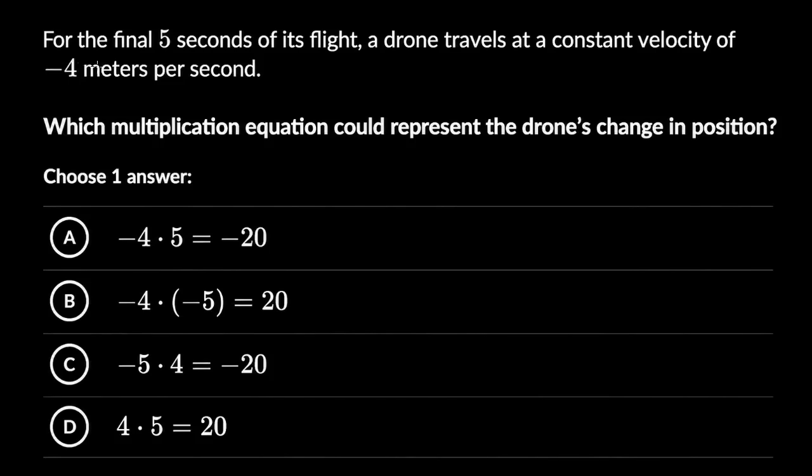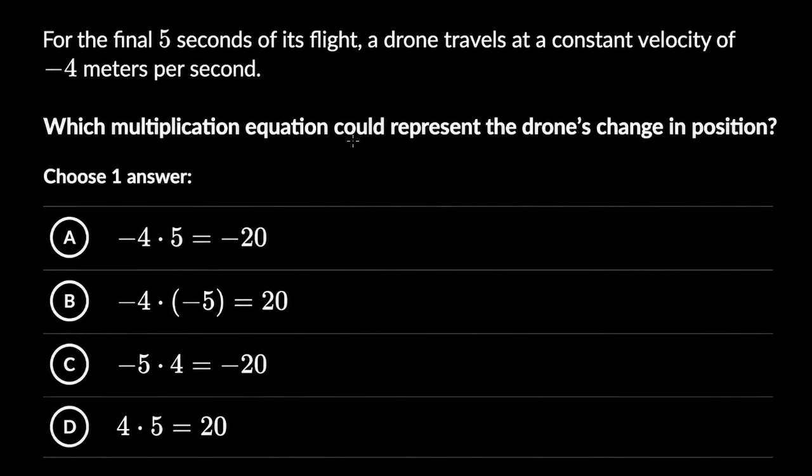We're told that for the final 5 seconds of its flight, a drone travels at a constant velocity of -4 meters per second. Which multiplication equation could represent the drone's change in position? Pause this video, have a go at that.